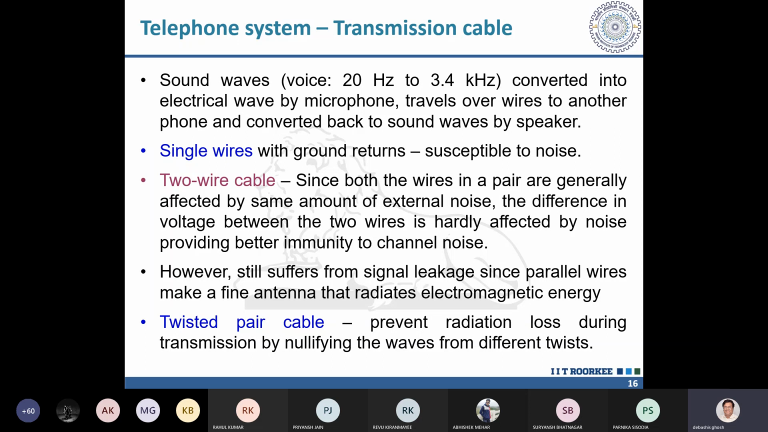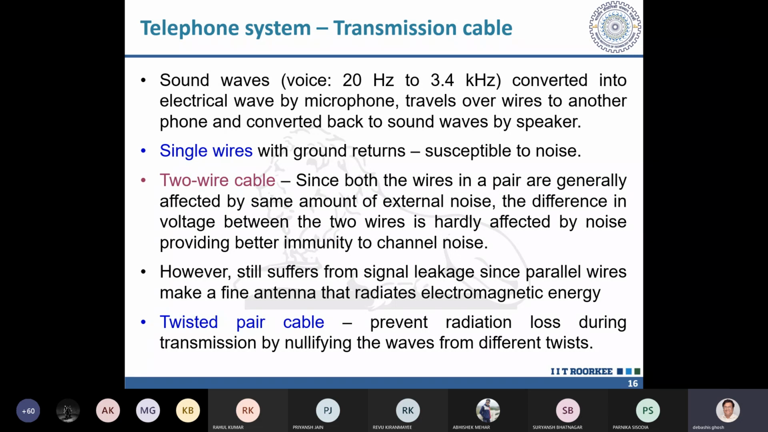We will keep on twisting them. Now this twisting of the cable nullifies the radiation. How? Because when you are twisting the cable, the same positive and negative, more or less at the same point, will be appearing in the opposite direction.